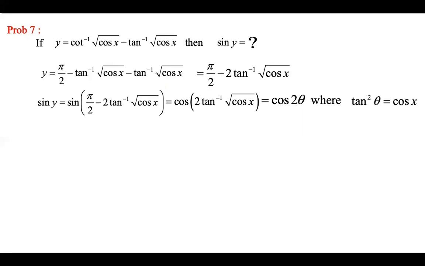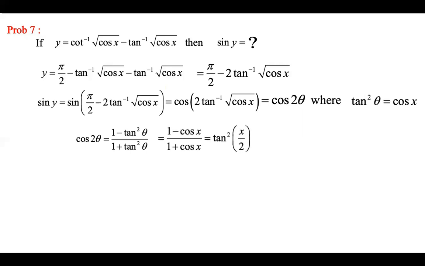Right? So once tan square theta is equal to cos x, cos 2 theta in terms of tan square theta is 1 minus tan square theta by 1 plus tan square theta. That is replaced by cos x. It is 1 minus cos x by 1 plus cos x. So above, 1 minus cos x is 2 sin square x by 2. Below, 1 plus cos x is 2 cos square x by 2. Overall 2 will get cancelled. Tan square x by 2 is the answer. This is the solution for this problem.